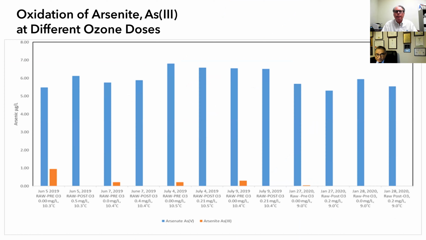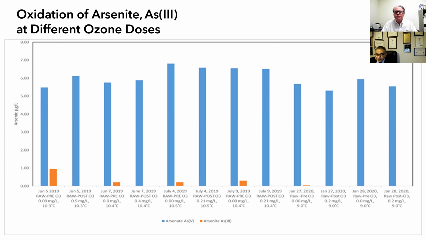And this diagram shows the level of arsenic 3 and arsenic 5. Arsenic 3 is more carcinogenic compared to arsenic 5. And arsenic 5 is usually the most dominant, which you see in the blue columns. And the orange columns is arsenic 3, which is known as arsenite. When we did the pilot study, we found that 0.5 milligram per liter was able to oxidize arsenic 3. However, because of limited time, we could not proceed to much lower levels. So the plant was designed for ozone at 0.5 or up to 1 milligram per liter.